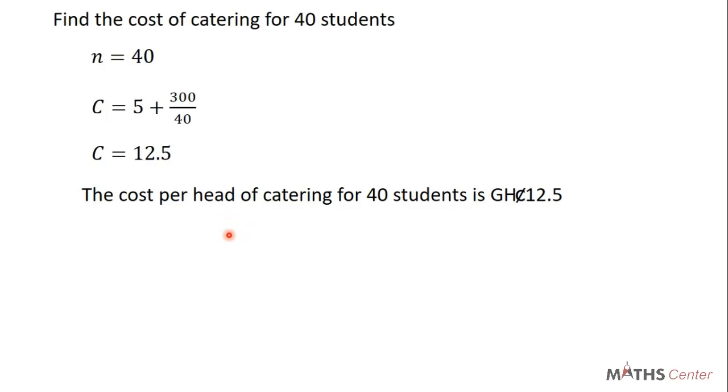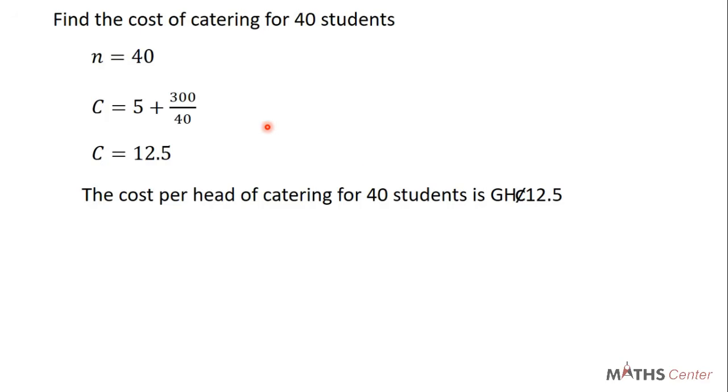Now remember that when we were defining the variables in the previous video, we said that c is the cost per head of catering for students. So this c that we found here, which is 12.5, is the cost per head of catering for 40 students. That means that for 40 students, each one of them will pay 12 Ghana cedis, 50 pesewas.